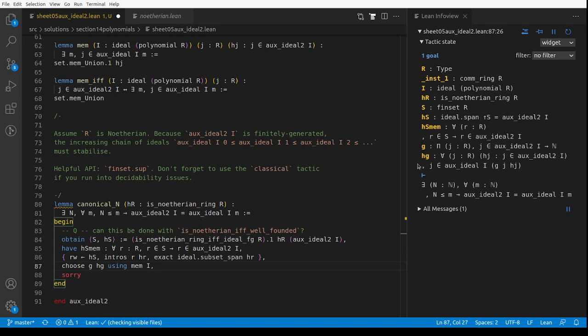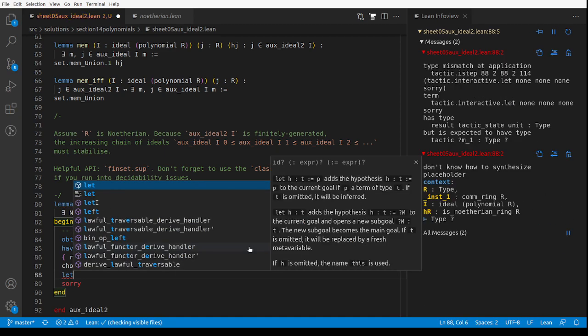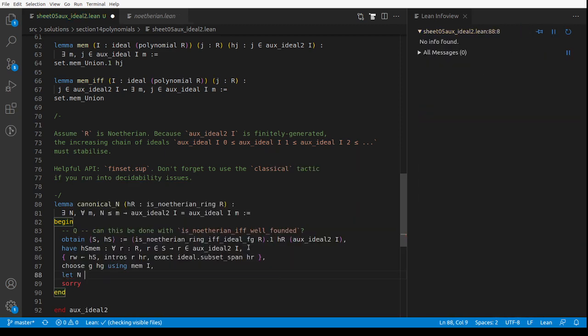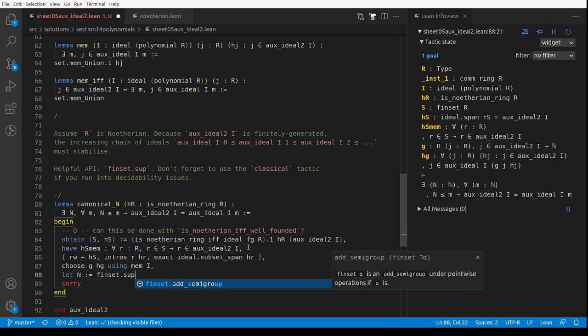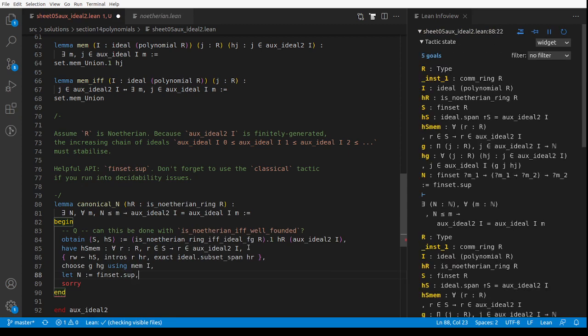Given an element of S, we can prove that it's in the ideal 2, and so we can get a natural number. So now we can define a function from S to natural numbers that sends an element to the ideal where it shows up, and then we take the sup of that set. So let's let N be the Finset sup of something. Is there a Finset sup? Let's just put a comma. Yes, that seems to have worked.